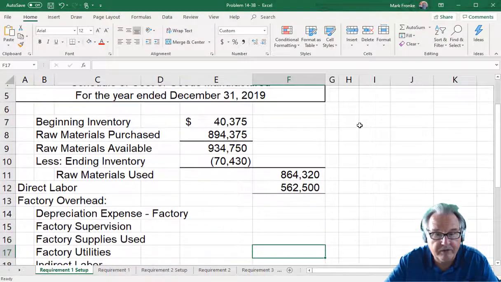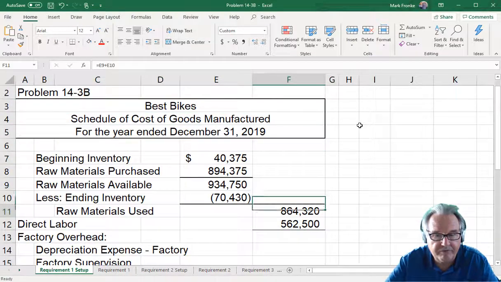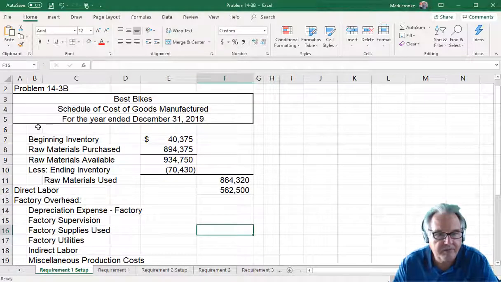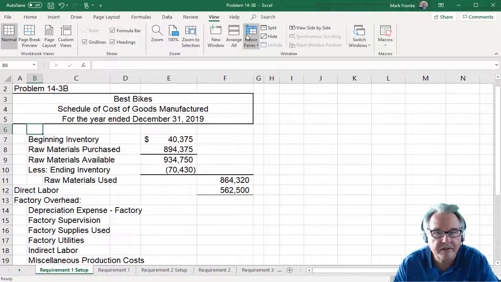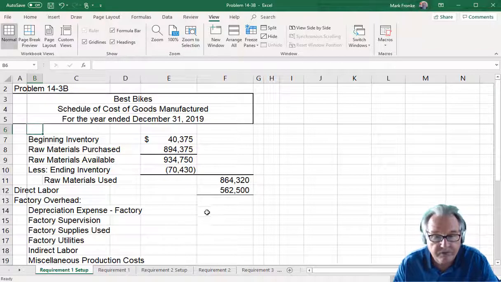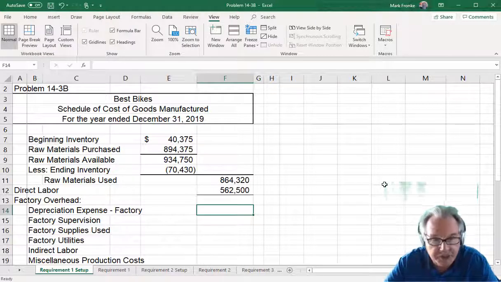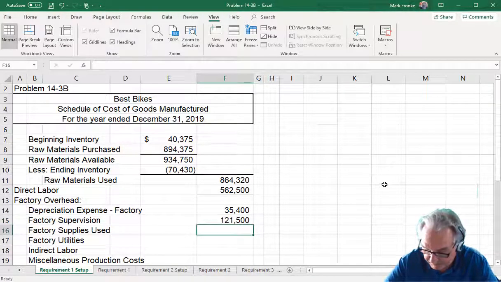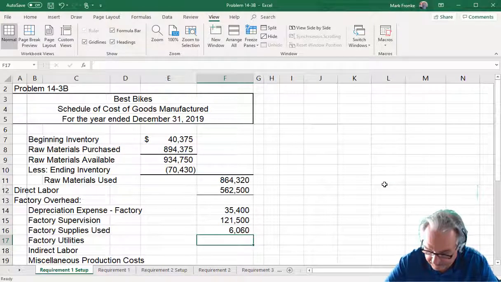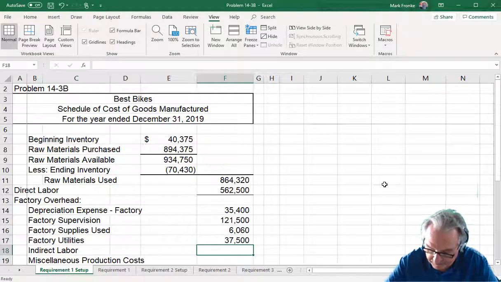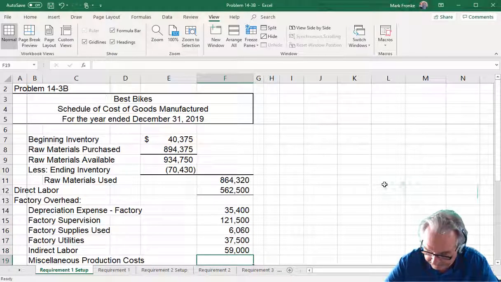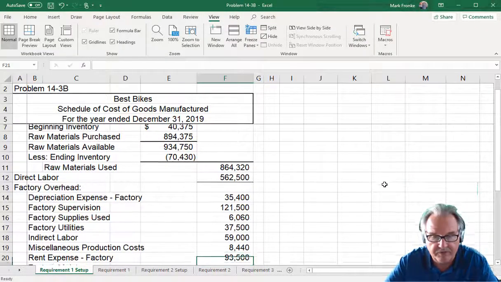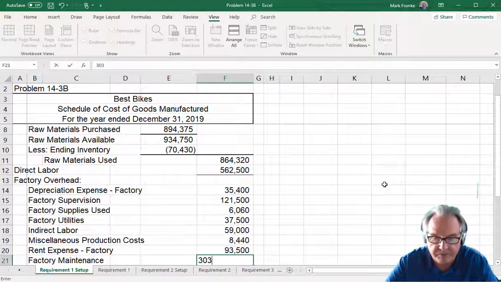And then we have our factory overhead items. So let me go back up here and freeze the panes. And I'll make this a little smaller so it's a little easier to see. But I'm going to freeze things up here. And we have our factory overhead items. Depreciation, $35,400. Factory supervision, $121,500. Supplies used, $6,060. Factory utilities, $37,500. Indirect labor, $59,000. Miscellaneous production, $84,440. Rent expense on the factory, $93,500. And factory maintenance is $30,375.